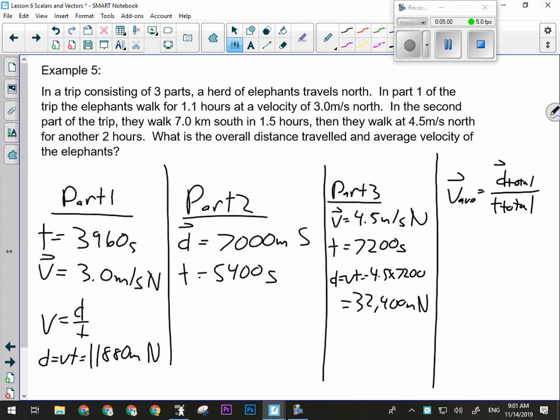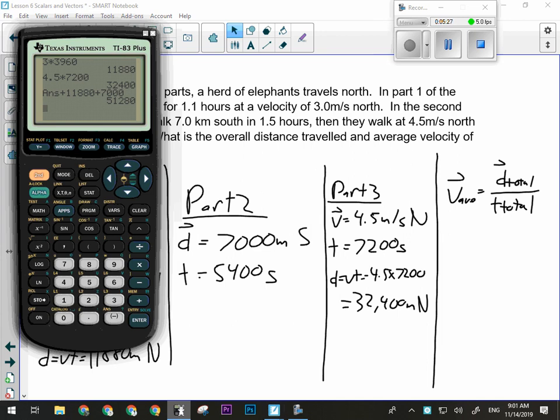Yeah, or make it negative, because I said I want to add them all together. This is kind of the first steps in what we in physics call vector addition. Okay? And we always call it vector addition. We never call it vector subtraction. We just add things together. The things that are backwards, we make negative. So all I would do here is I would take my 11,880 plus negative 7,000 plus 32,400. So really, I'm just going to take this number and subtract.